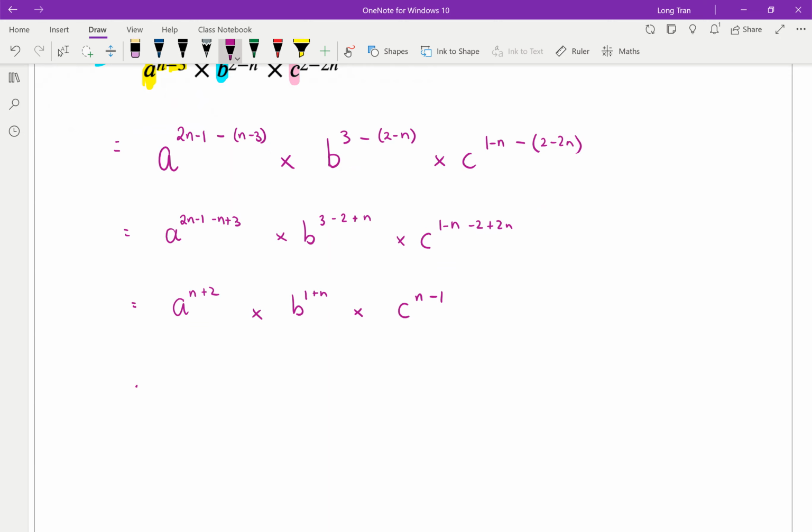If I were to write it, I would write a to the power of n plus 2 times b to the power of 1 plus n times c to the power of n minus 1.